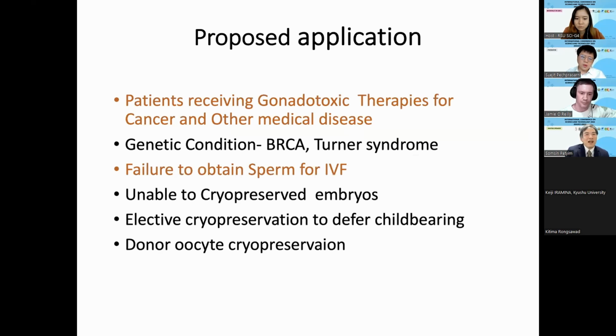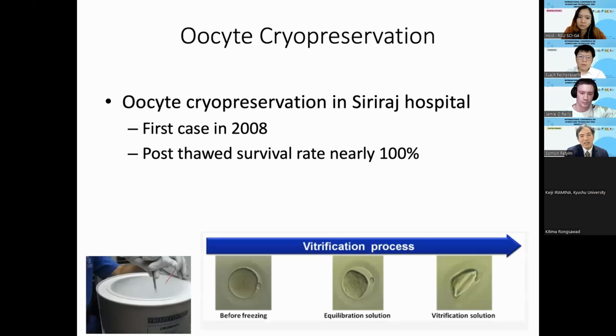So now there are a lot of women who keep their eggs frozen before they use them. Some of them do it because they have cancer and have to freeze them before treatment, because otherwise they have no egg future. Some of them have genetic conditions, so they have to freeze the eggs beforehand, or preserve embryos, or use donor oocytes. In our hospital, Silat Hospital, we have frozen 2,000 eggs, and now the post-thaw survival is nearly 100%.